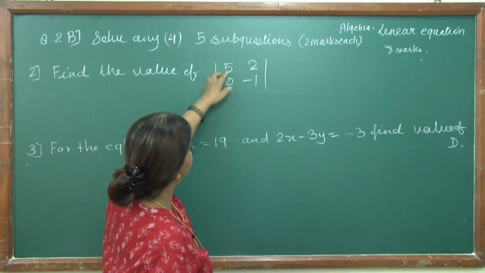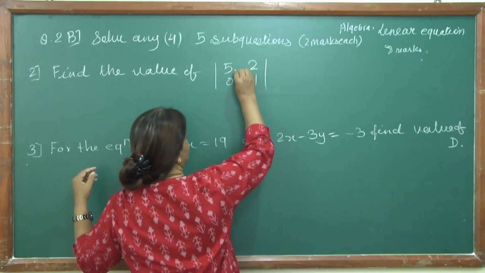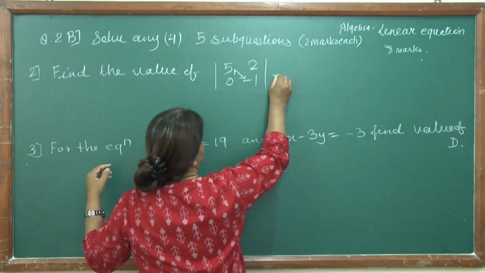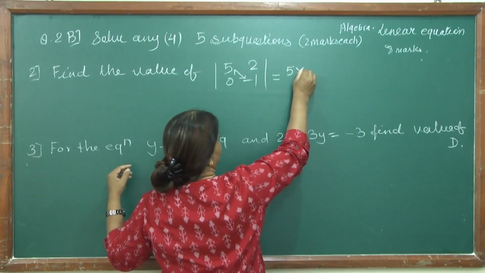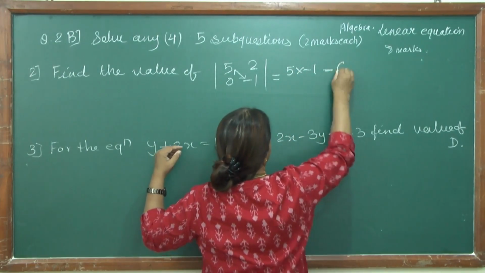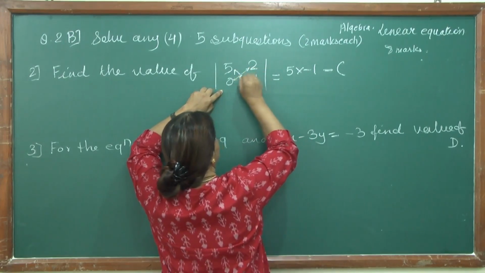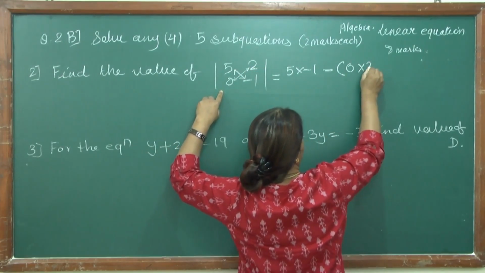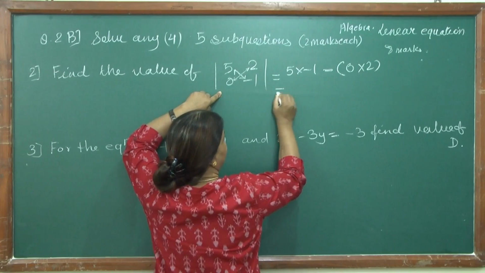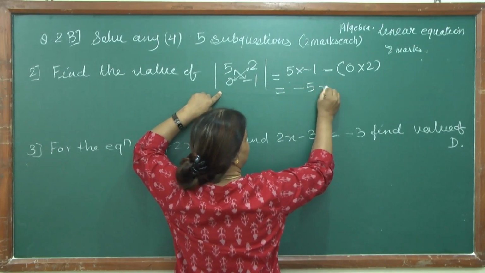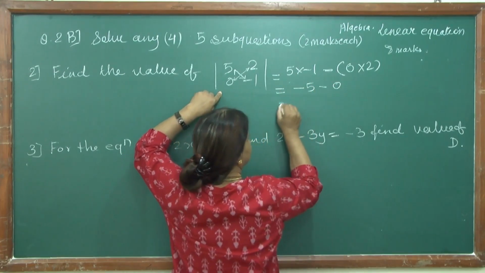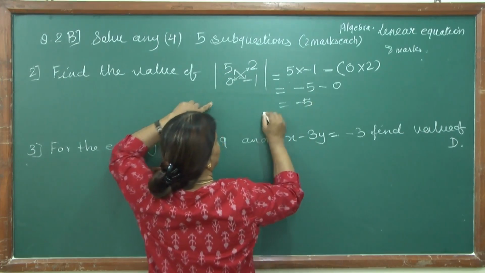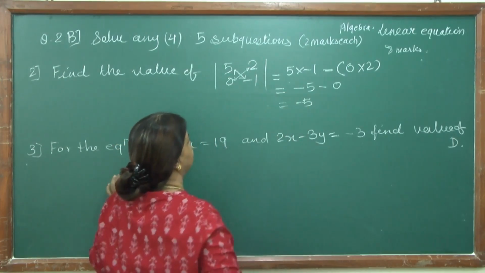Question 2 of 2b, find the value of the determinant. So 5, you have to cross multiply. 5 into minus 1 minus 0 into 2, you get 5 into minus 1 is minus 5 minus 0, that is equal to minus 5. So the value will be minus 5.